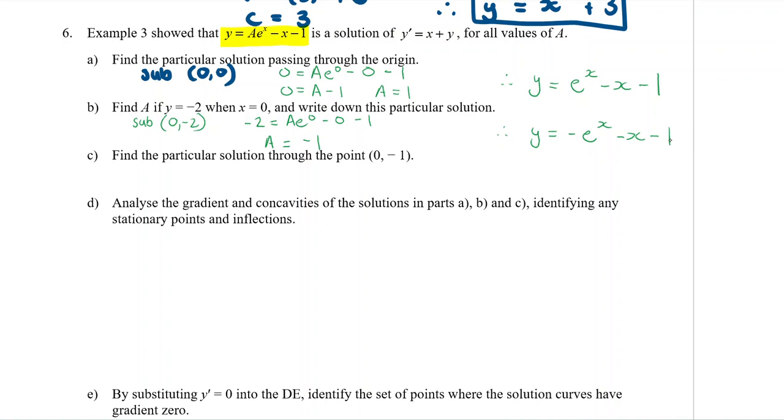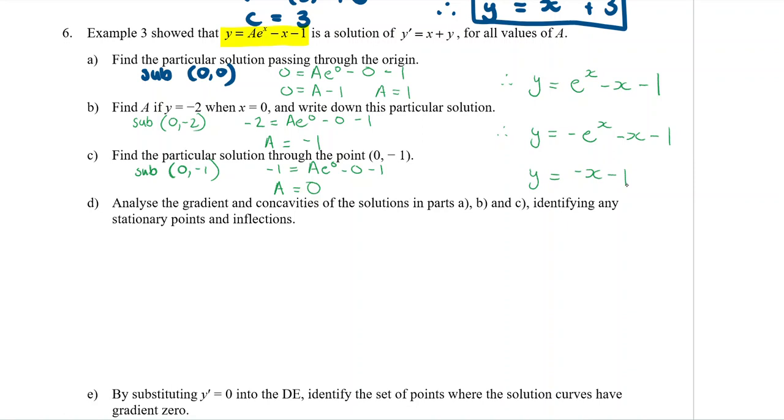Still with me? Okay, so part C, find the particular solution, new point again, at 0, negative 1. Okay, if we put negative 1 in there, we're going to get negative 1 equals ae to the 0 minus 1. What does a equal this time? 0. So that's actually kind of a special one, because that means the whole first term of your equation disappears, and you'll get y equals negative x minus 1, which is actually a straight line. All the other ones are obviously exponentials.